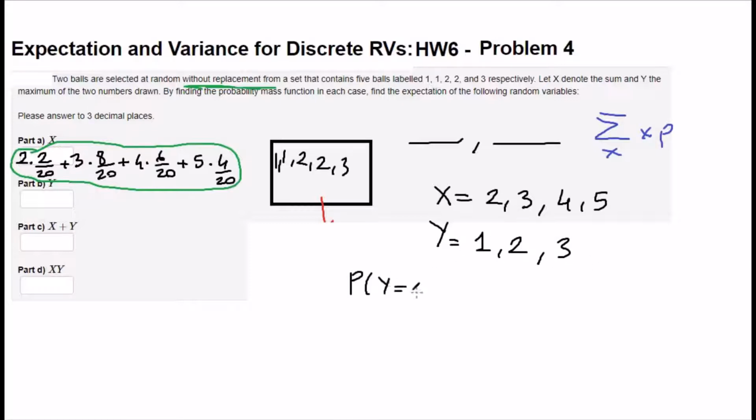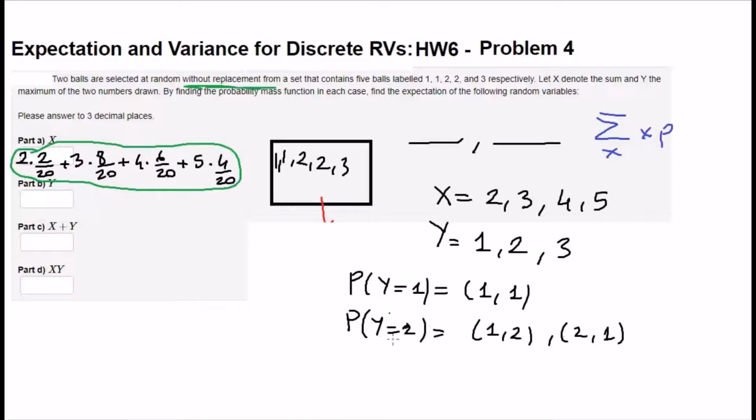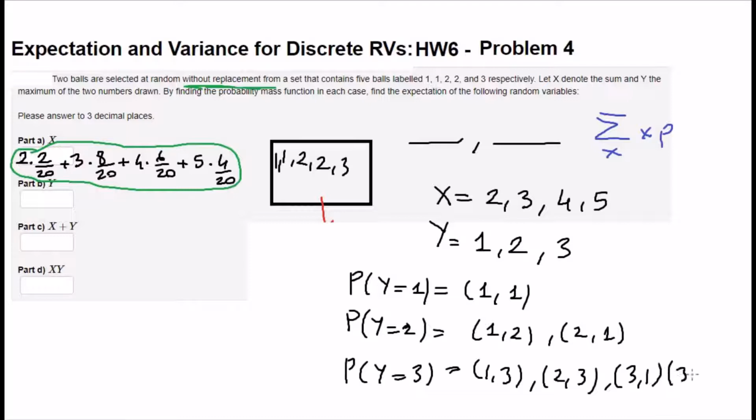Probability that y equals 1 is the only way we pick up 1 and 1 again. Probability that y equals 2 is either we pick up 1, 2 or 2, 1. And the greater number is the value of y. And probability that y is equal to 3 is either we pick up 1, 3, 2, 3, 3, 1, or 3, 2. Now let's see the probabilities of this.